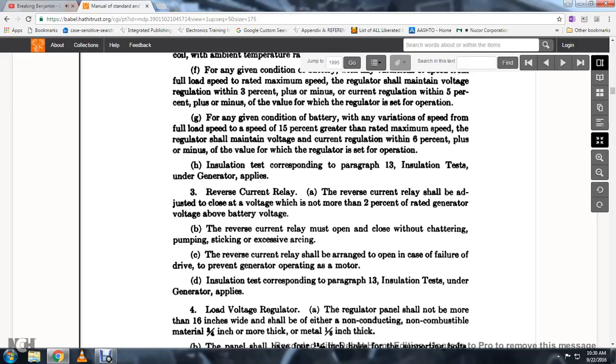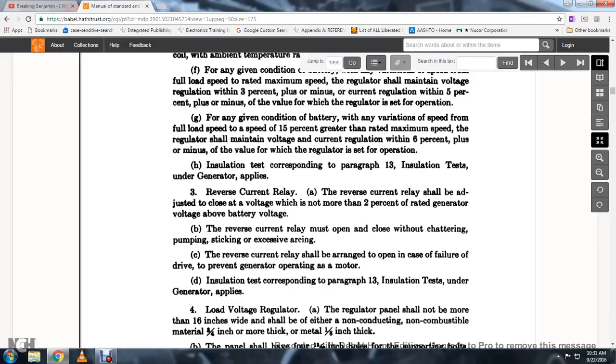G. For any given condition of the battery, with variations of the speed from full speed to a speed 15% greater than the rated maximum speed, the regulator should maintain the voltage or current regulation within plus or minus 6% of the voltage at which the regulator is set for operation. H. Installation testing corresponding with paragraph 13, installation test under the generator, applies.